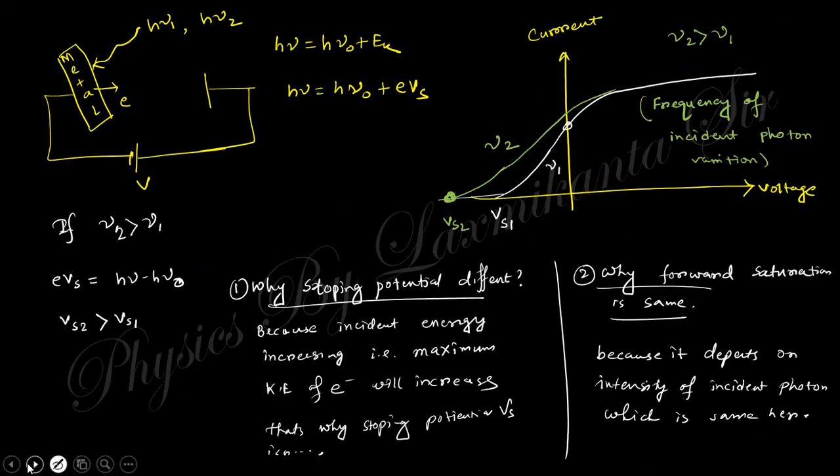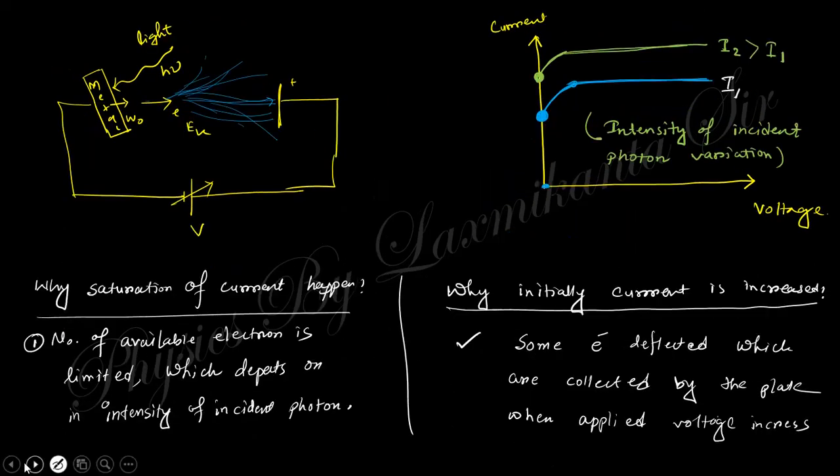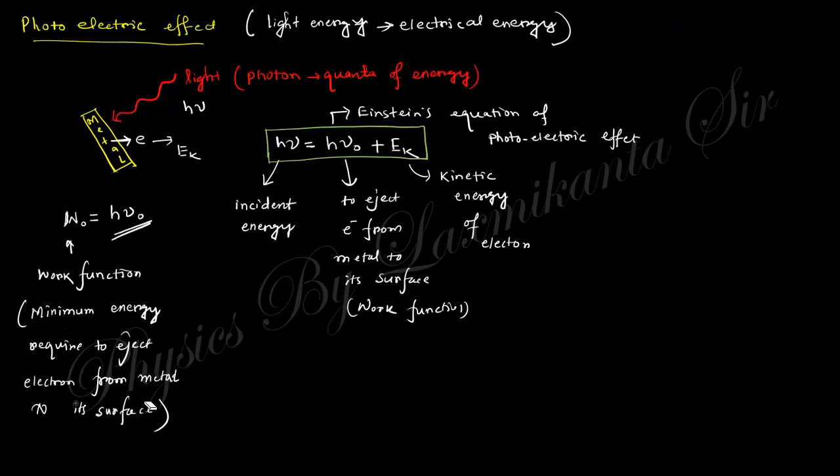Okay. So coming again, we know about the stopping potential. Here is the stopping potential. Now about the frequency, the minimum frequency, which is actually known as the threshold frequency. The nu naught is actually known as the threshold frequency.